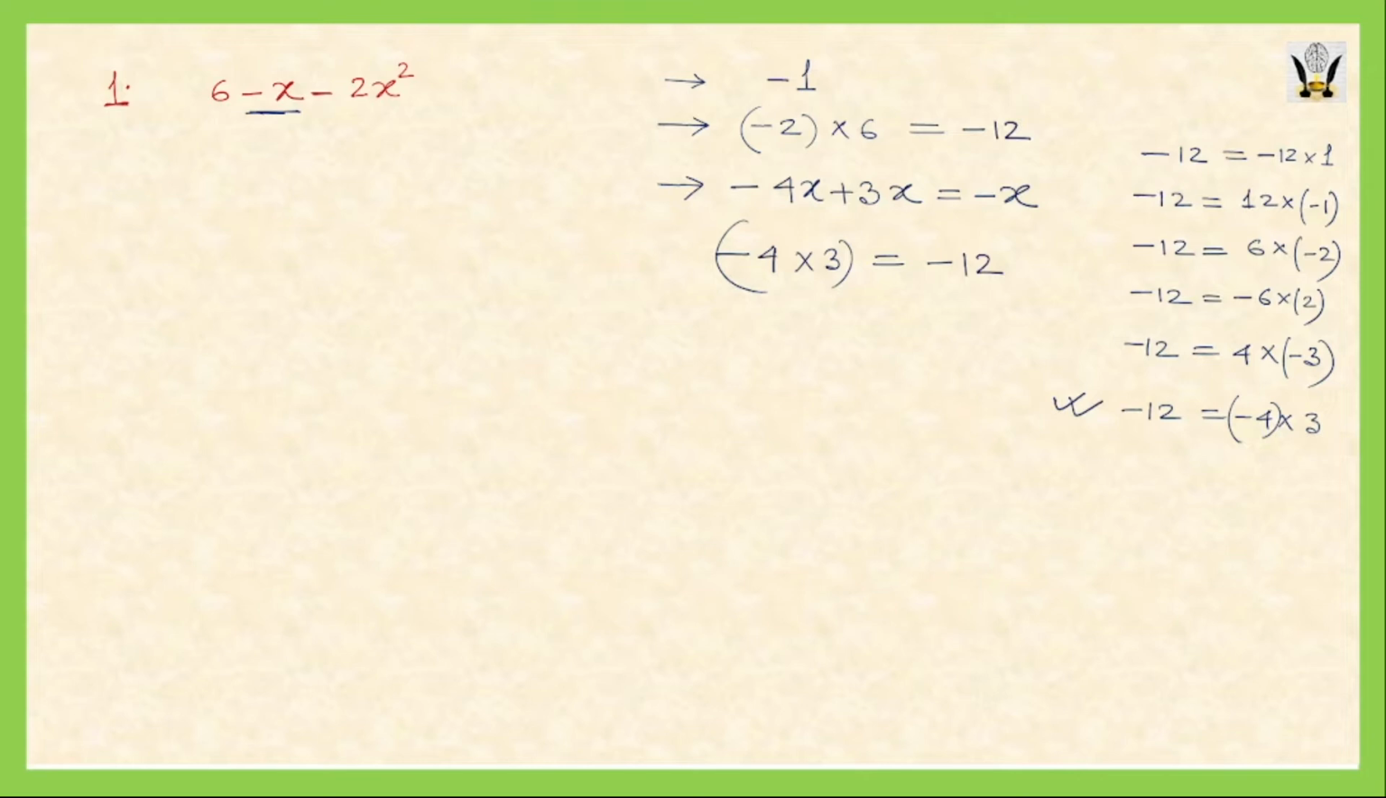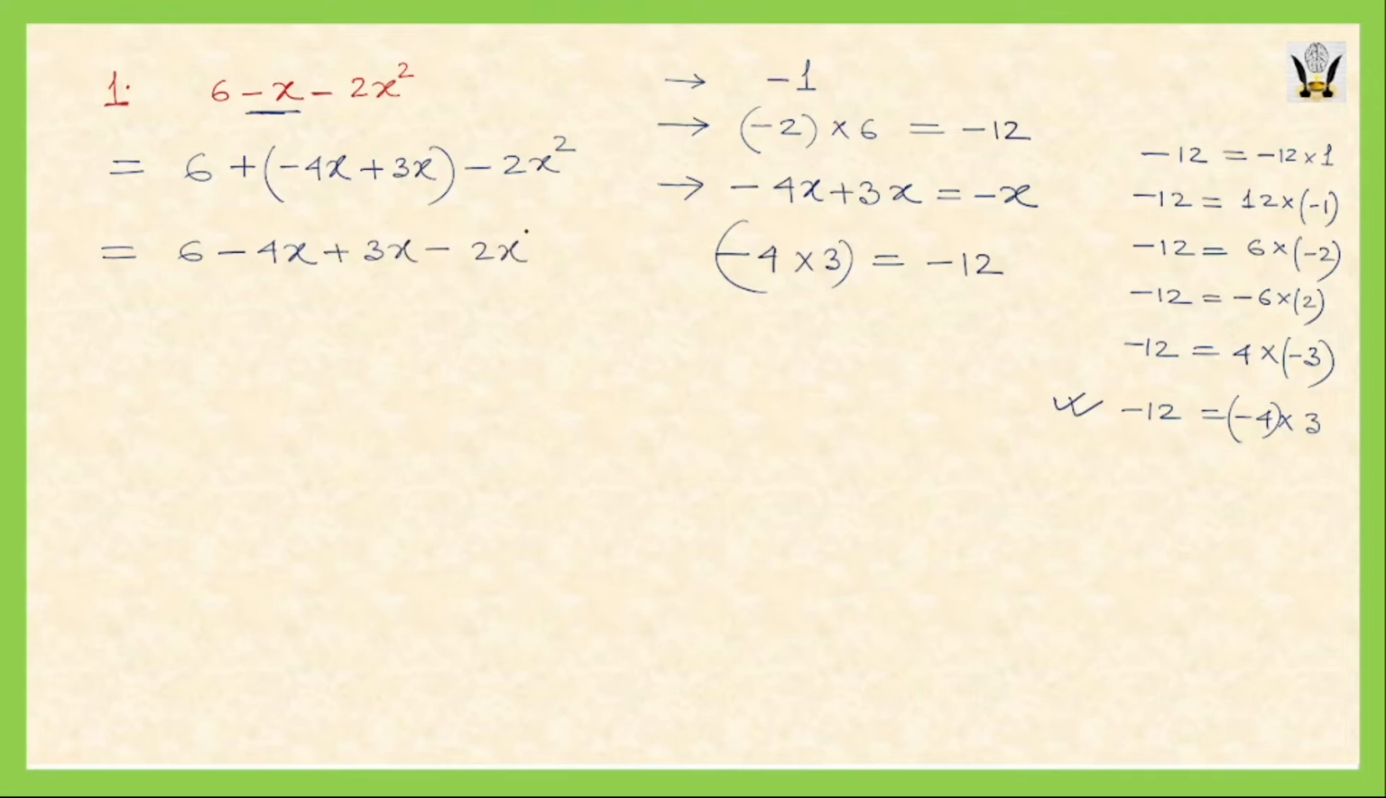So this algebraic expression will be written as 6, in place of -x we will write -4x plus 3x. -4x plus 3x is -x, and -x multiplied by +1 is again -x only, and we have the square term -2x square. Now if we remove this bracket, it will be 6 minus 4x plus 3x and then minus 2x square.